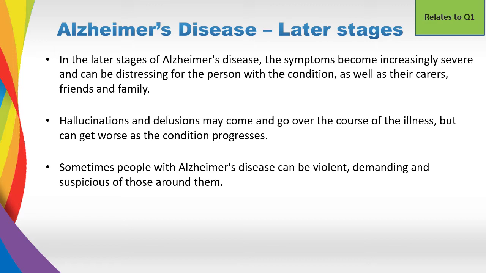In the later stages of Alzheimer's disease, the symptoms get more severe and it can be very distressing for the person with the condition as well as their carers and their families. Hallucinations and delusions may come and go over the course of the illness, but can get worse as the condition progresses. Sometimes people with Alzheimer's disease can be violent, demanding, and suspicious of those around them.